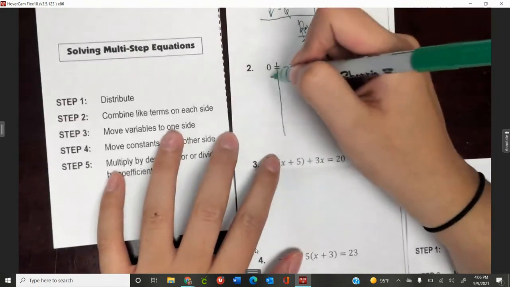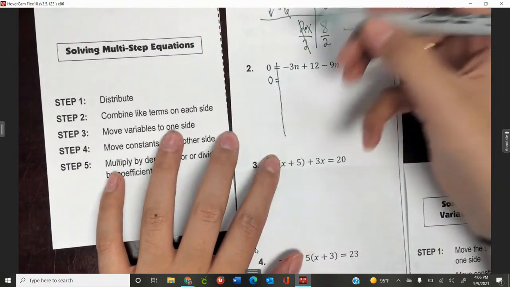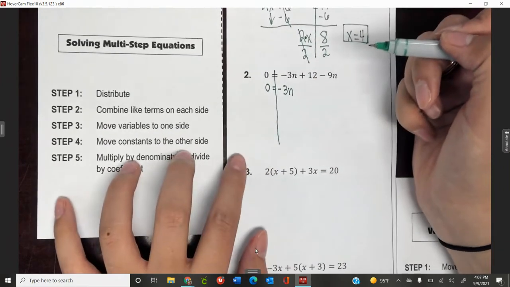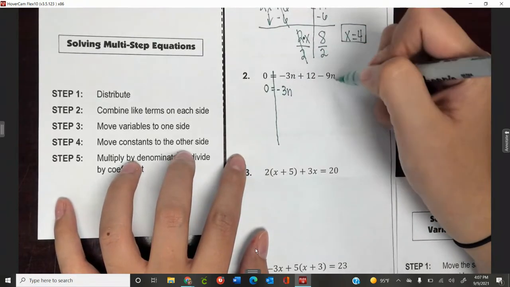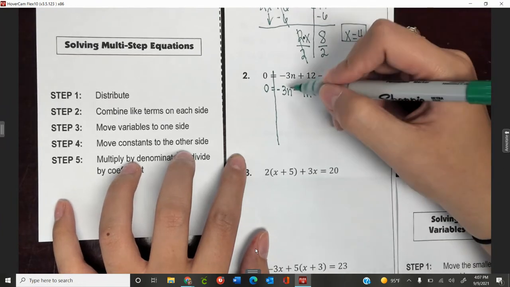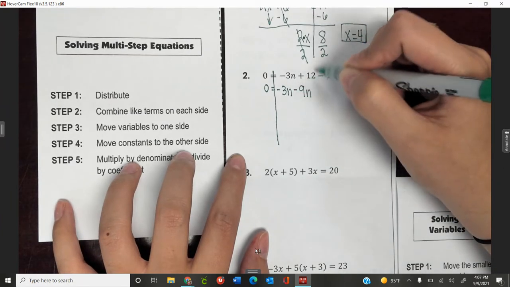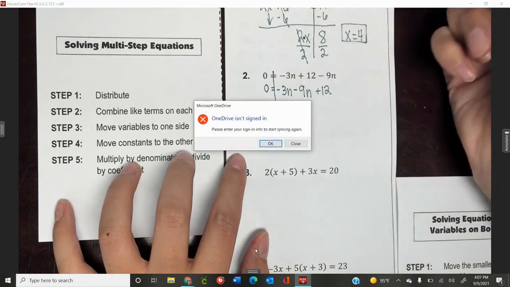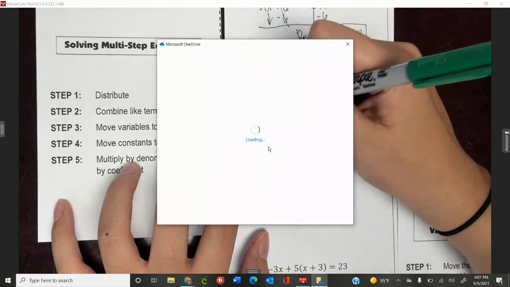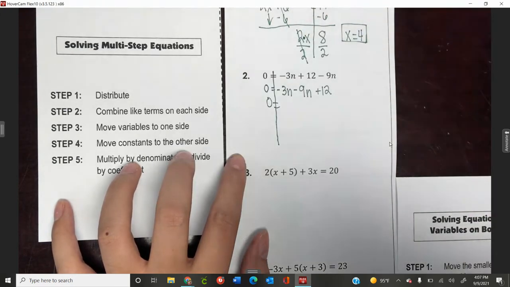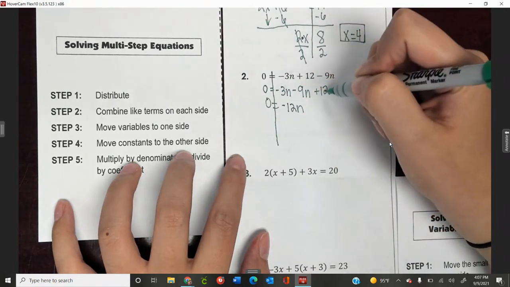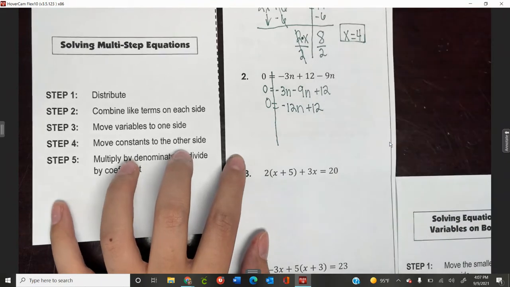Here there's nothing besides 0 on the left, so I'm going to copy 0. And we have negative 3n. Remember, whenever we're combining like terms, we start off by grouping. So I can group negative 9n with negative 3n. I do not have any more n's, so now I'm going to bring down the plus 12. Now we simplify. I have 0 equals negative 3n minus 9n, which is negative 12n, and I'm going to bring down the plus 12.